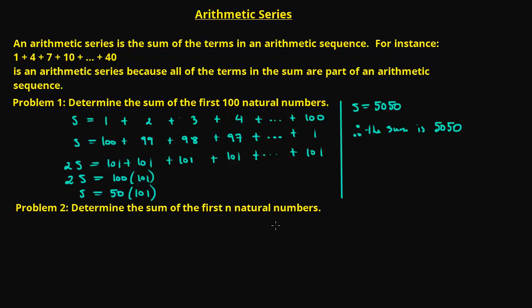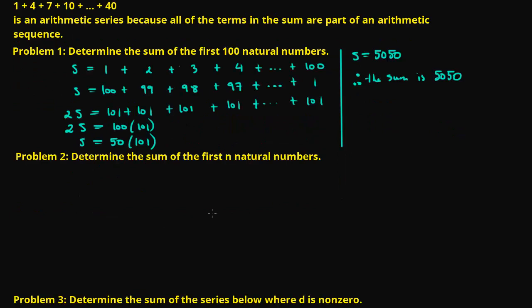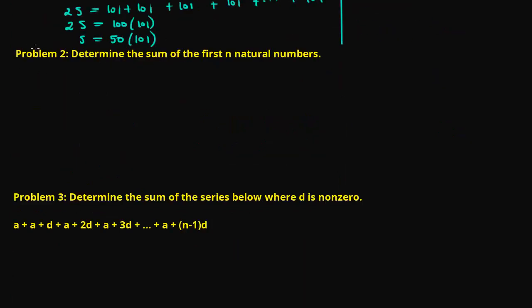Now we can extend this. Problem 2 says determine the sum of the first n natural numbers. So let's see if we can extend this, not just summing the first natural numbers from 1 to 100, but summing the first n natural numbers. Let's write out what this sum would look like. We would be summing 1 plus 2 plus 3 plus 4 plus 5. Let's just write out to 4, that's probably enough. Plus n.